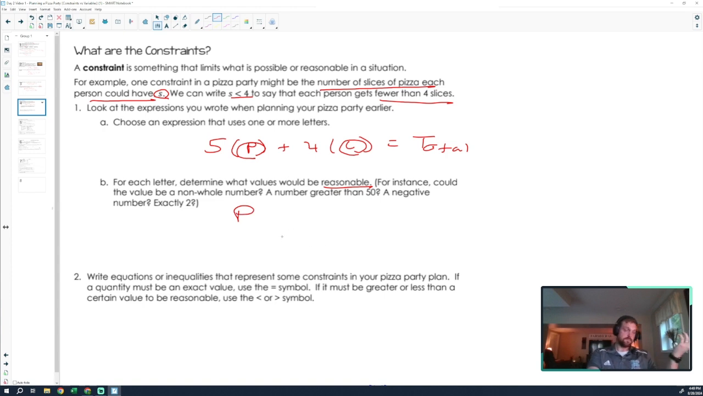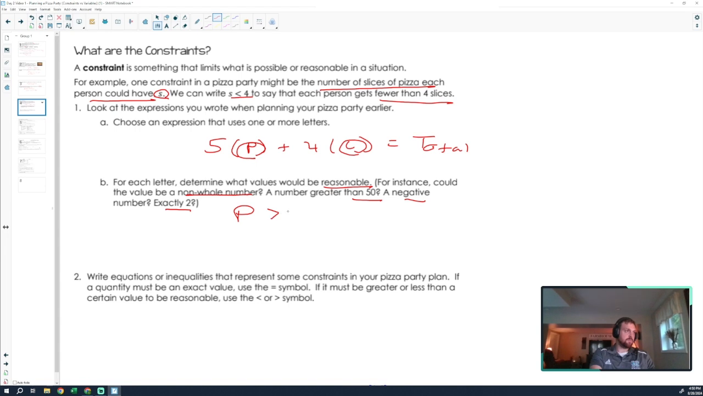Well, I don't know. Can the number of pizzas, which is what that represents, be a non-whole number? Well, typically these places don't sell fractional pizzas. Could it be a number greater than 50? Jeez Louise. I mean, it could, but you're spending way too much money and not everybody's going to be able to finish it. Could it be a negative number? Well, no, you can't have negative pizzas. Could it be exactly 2? Sure.